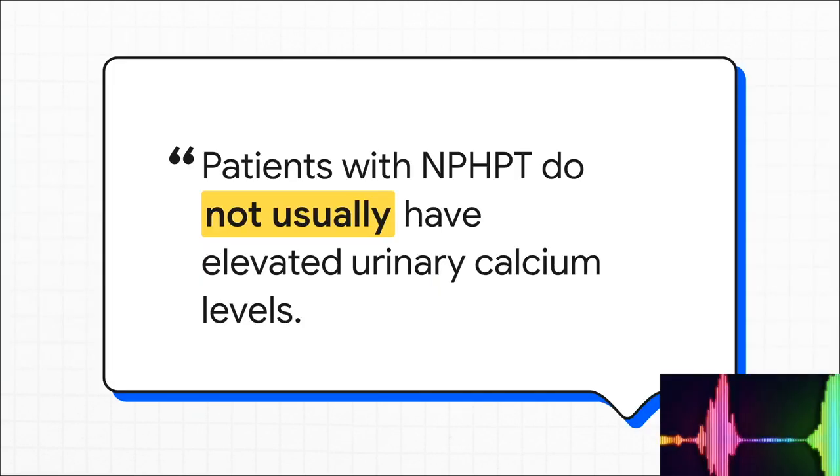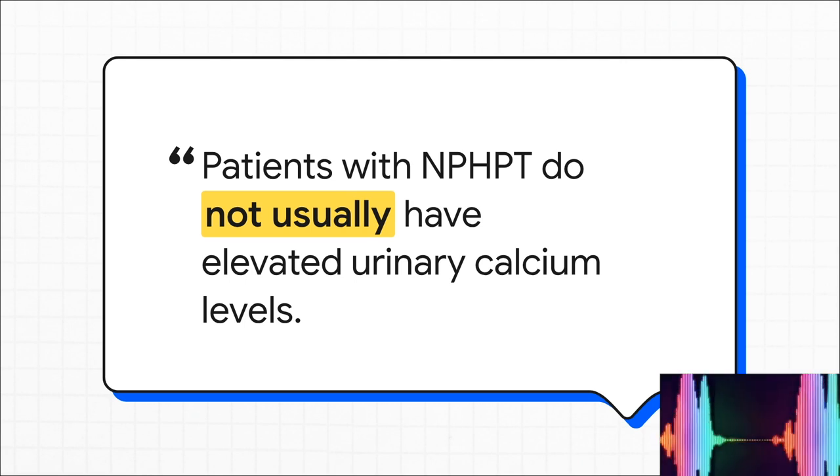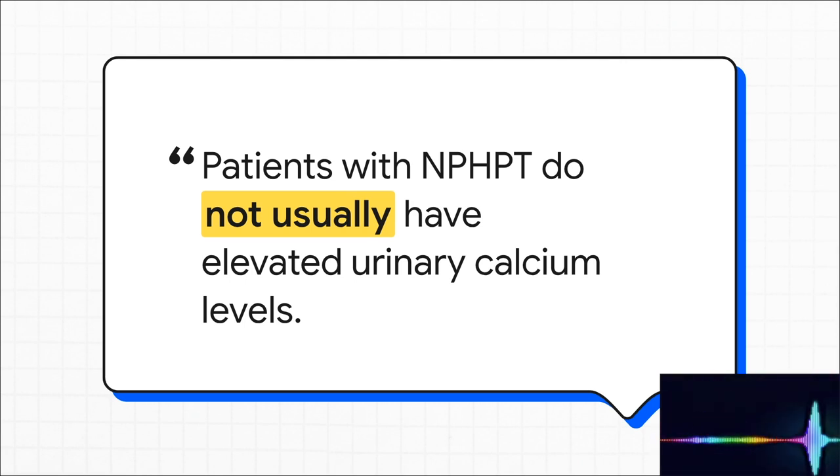And here's a really important clinical pearl to keep in your back pocket when you're evaluating these patients. Unlike what you often see in the hypercalcemic folks, patients with NPHPT don't usually have high calcium in their urine. But, and this is a big but, that does not mean they're in the clear. Not at all. They can still have some pretty significant damage to their bones or their kidneys, which is exactly why doing that full comprehensive evaluation is so crucial.